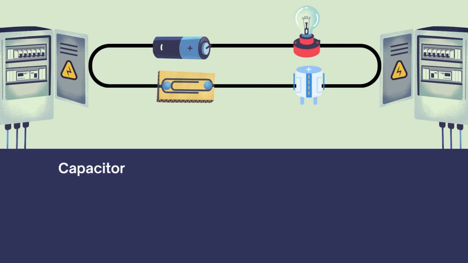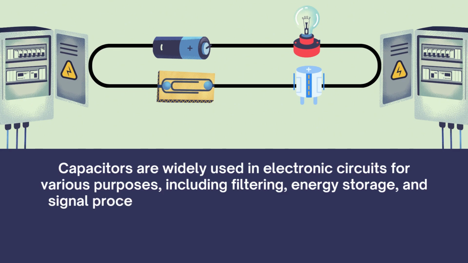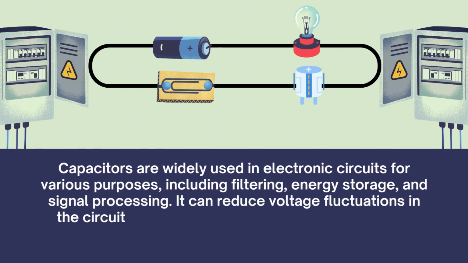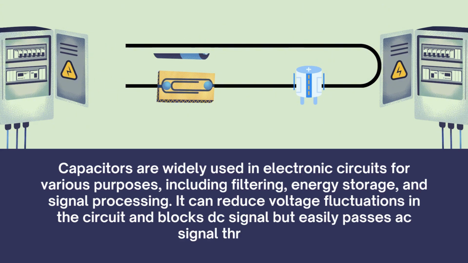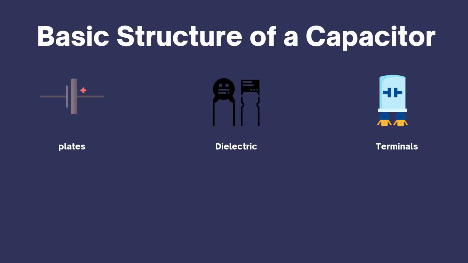Capacitors are widely used in electronic circuits for various purposes, including filtering, energy storage, and signal processing. They can reduce voltage fluctuation in the circuit and block DC signals, but easily pass the AC signal through. The basic structure of a capacitor.